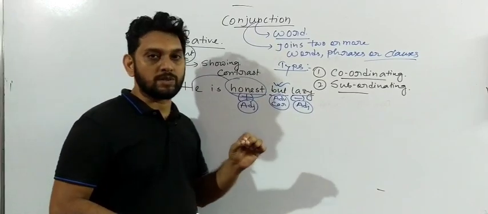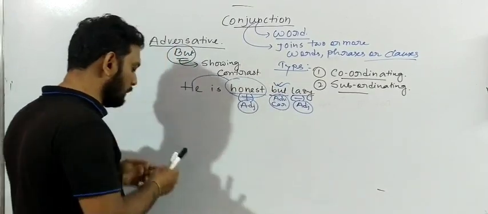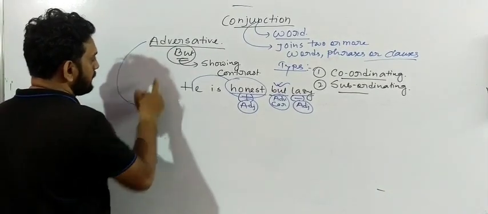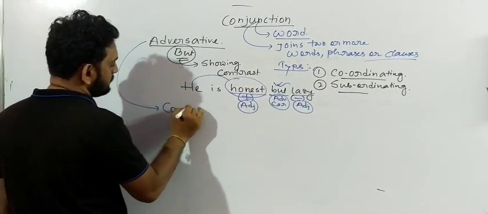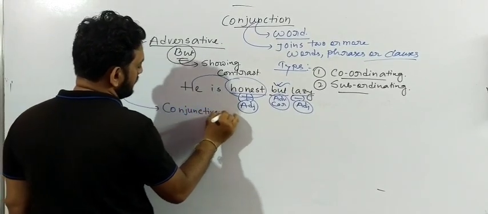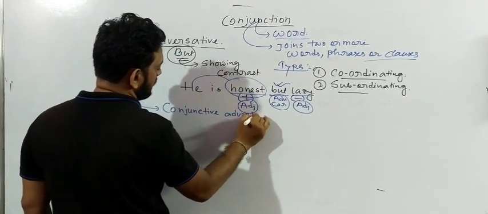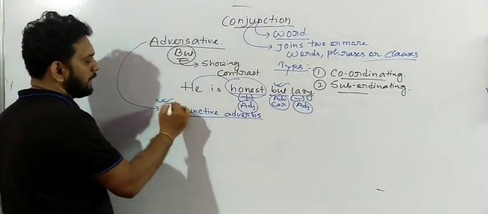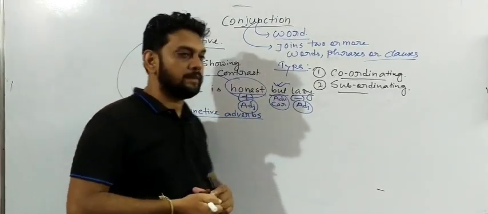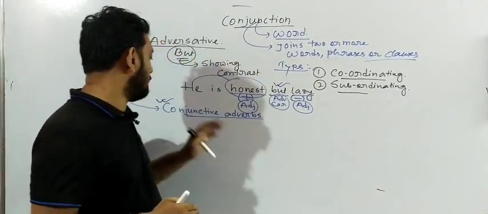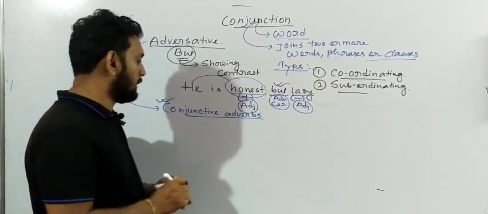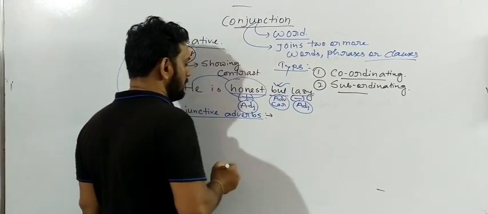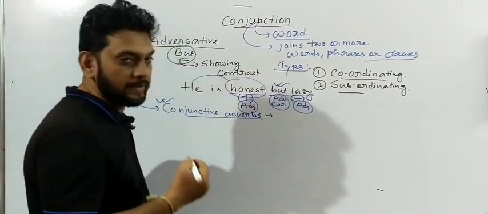Now instead of using but, we can also use some conjunctive adverbs. Write down adversative conjunctive adverbs. Some of the adversative conjunctive adverbs. What are the adversative conjunctive adverbs? Please write it down along with me. There are so many, but today I have to write some of the adversative conjunctive adverbs.